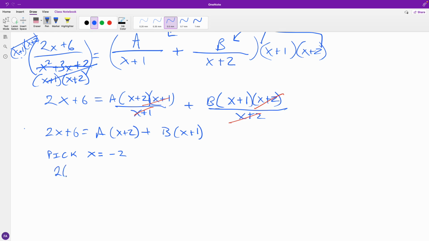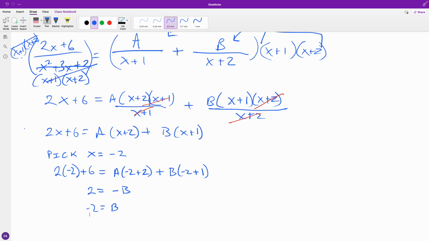Watch. I do 2 times negative 2 plus 6 is equal to a times negative 2 plus 2, and b times negative 2 plus 1. Negative 2 plus 2 is 0. It gets rid of a for me. So the only unknown in this entire sentence here is b. So what I have here is negative 2 times 2, which gives me negative 4, plus 6, which gives me 2. And then I end up with negative b. So b is equal to negative 2.